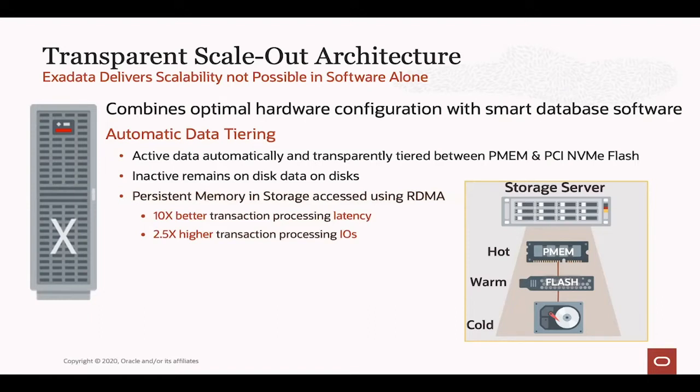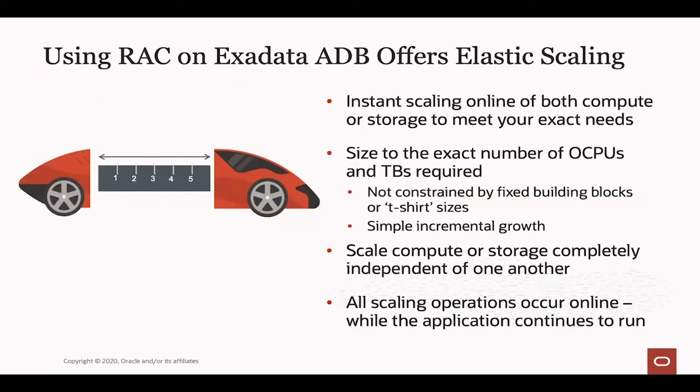So some of the data for the query may be in persistent memory, some of it may be in flash, and even some on disk, and we can automatically pick it up from wherever it resides. And for that really hot data, we can access it quickly by using RDMA, or remote direct memory access. So we have a very efficient way of picking up that data from the persistent memory.